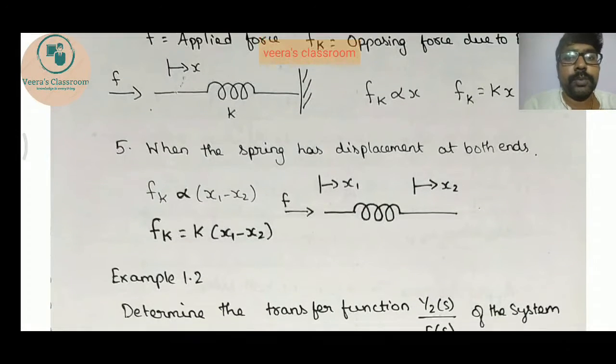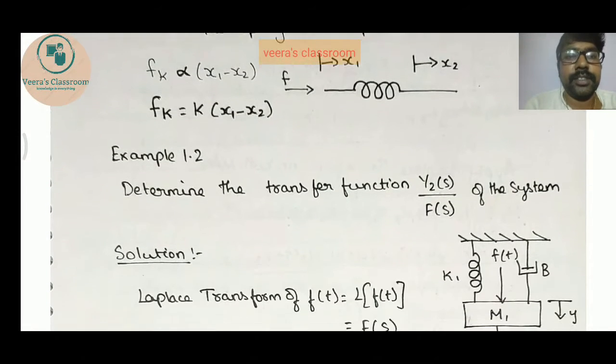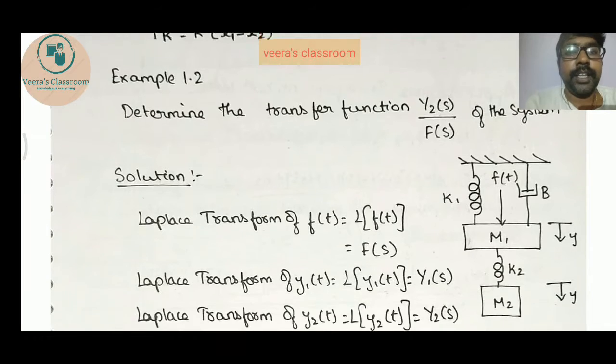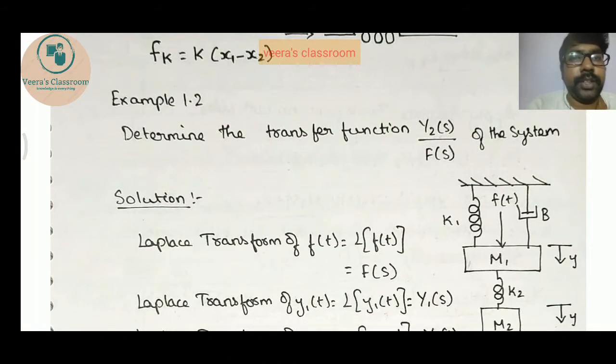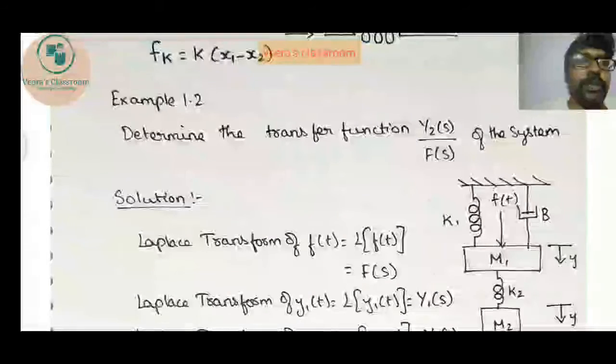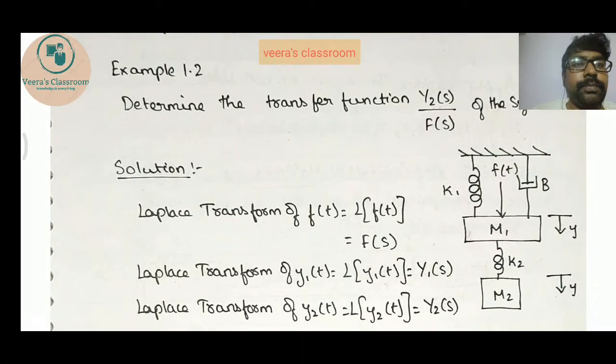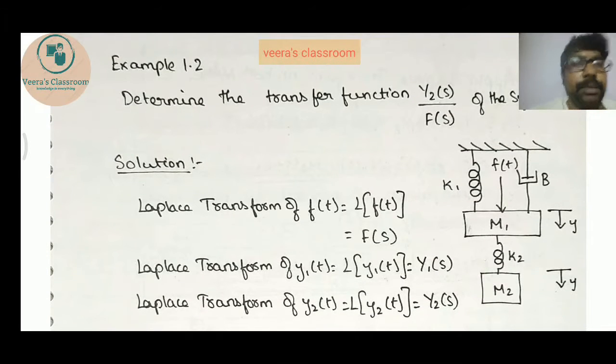So we'll move on to the first problem of mechanical translational systems. We have been given a diagram here, and we will be asked to find the transfer function. Here, determine the transfer function Y2(s) by F(s) of the system. So this is the diagram given. Based on this diagram we have to follow.